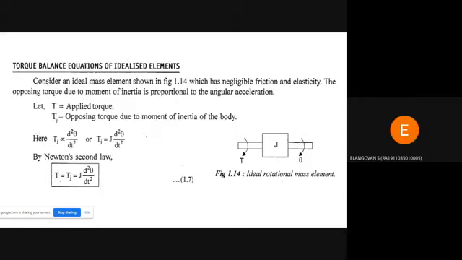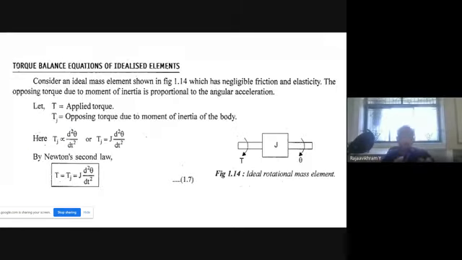As usual, what we previously discussed was the force balance equation. What is my force balance equation? Your applied force is exactly equivalent to the opposing force. Here, it is a torque balance equation. What is my torque balance equation? Applied torque is equivalent to the opposing torque. This torque balance equation will be applicable for the rotational system.